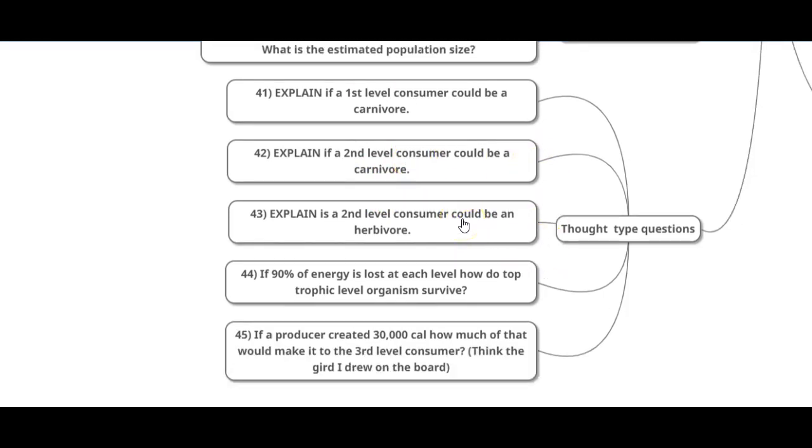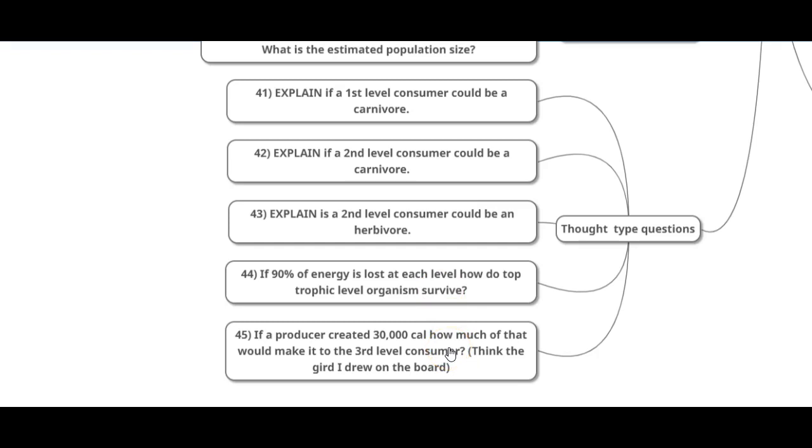Explain why a second level cannot be an herbivore. So why can't a second level be an herbivore? Because second levels eat first levels, and first levels are animals, so it can't be an herbivore. Like only first levels can be herbivores. If 90% of energy is lost at each level, how do the top trophic level organisms survive? Like you, okay? If phytoplankton or the lettuce used up all the energy, how are you going to survive? Well, you just eat more lettuce. You eat more chicken nuggets, or you eat whatever it is. You keep eating.